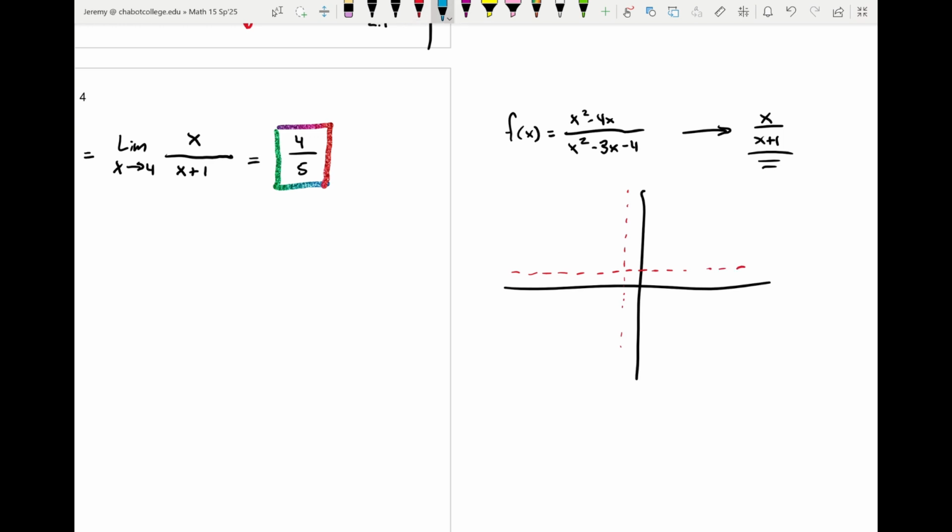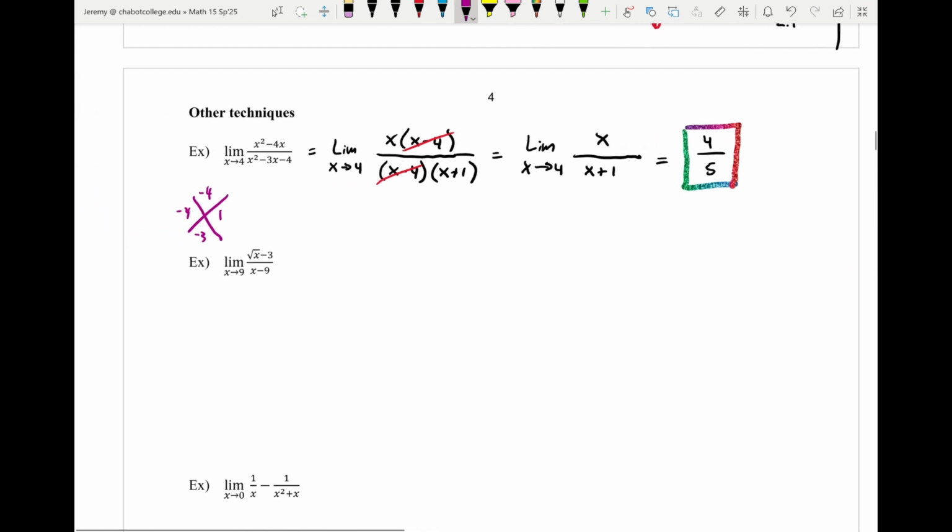And the graph looks like this. Just a rough sketch. All right. So maybe I'll call this g of x. Okay. And then f of x looks exactly the same with one little exception.